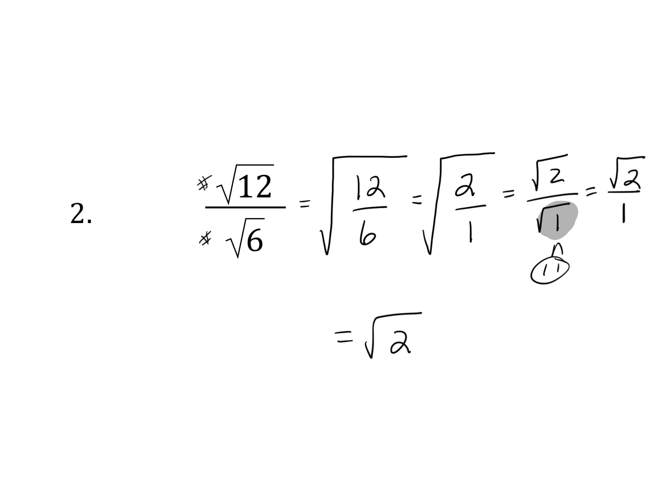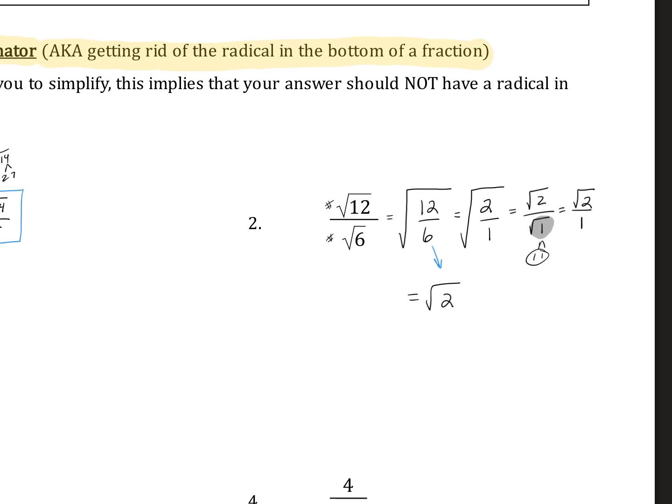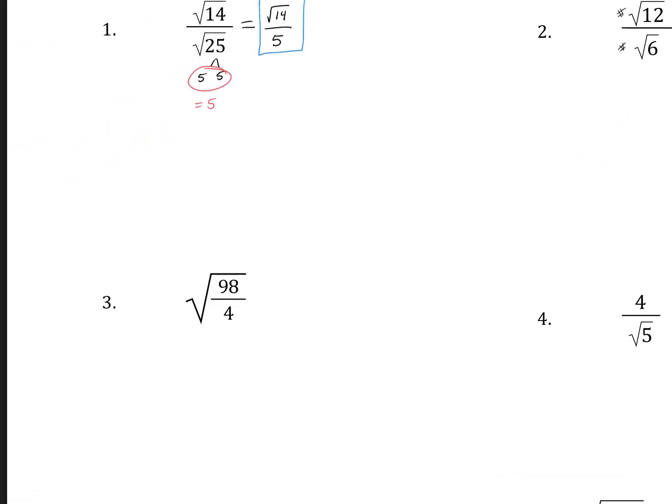I'm perfectly happy if you go straight from this to here, and you just find out when you plug it into your calculator that 12 divided by 6 equals 2. So you still have the square root of 2. We don't have a radicand in the bottom. That was kind of the long explanation.